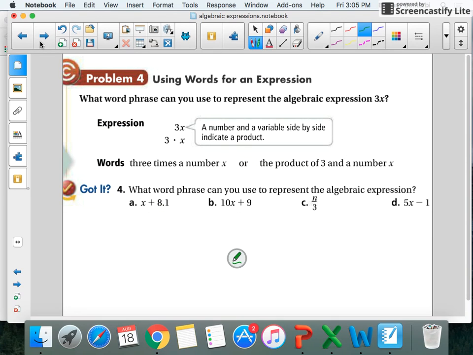Next, we're going to go backwards a little bit. We're only going to do a few of these. So we're going to actually write the expression in words. So they give us the expression, we have to write it in words. So our first one is x plus 8.1. So we're going to write more mathematically. You can write x plus 8.1, or they kind of want to see the sum of a number x, and you always got to give the number a variable, and 8.1. So remember, sum also means plus.